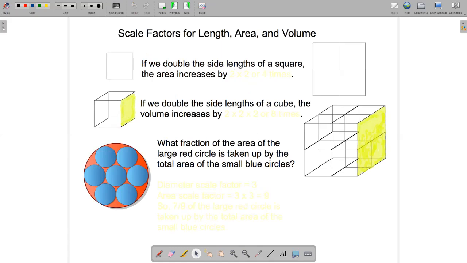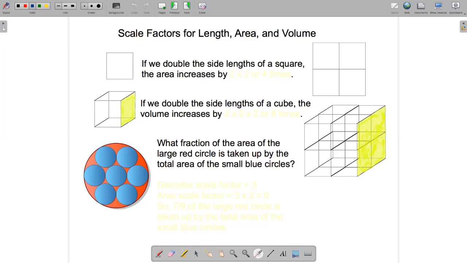Okay, let's talk about scale factors for length, area, and volume. So let's think about this square over here. I don't know what the length is of the sides, but I'm not interested in that. What I'm interested in is what happens to the area of the square if I double the side lengths. Okay, the area does not double.